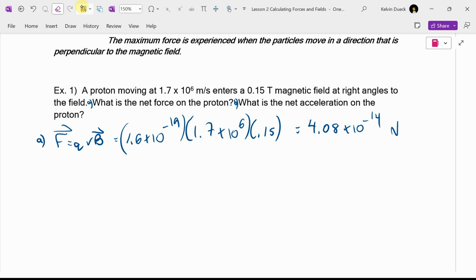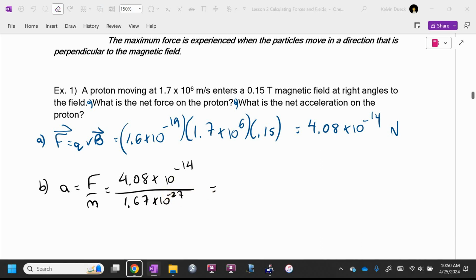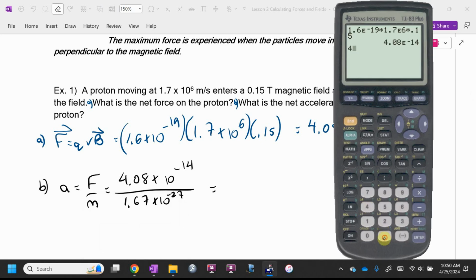Niels, what does B want me to find? What did I find in part A? The net force. You know what? I'm going to use acceleration equals F over m, right? And the force is 4.08 times 10 to the negative 14 divided by, Niels, what's the mass of a proton? That's the number that has the kilograms next to it. Times 10 to the negative what? Thank you. Yeah, negative.